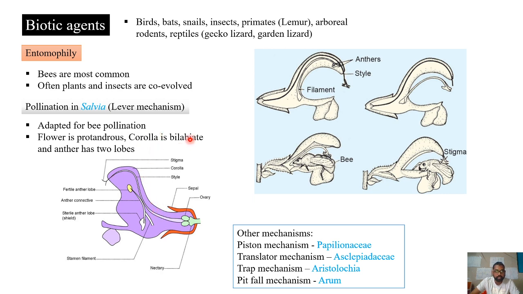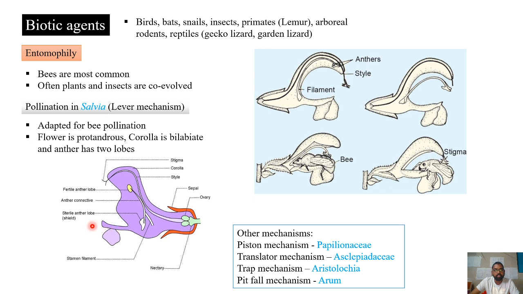The corolla is bilabiate and the anther has two lobes. This is an important thing. This is the anther. This is one anther lobe. This is one anther lobe. Of these two anther lobes, one is fertile. The upper one is a fertile one. The lower one is a sterile one. And these two are connected by a long connective. This is the connective, and this is the filament. So this is one stamen completely: filament, anther with two lobes, with one long connective.